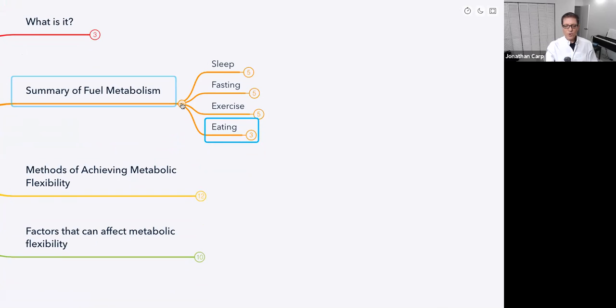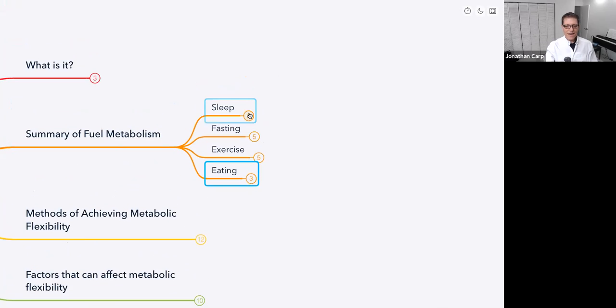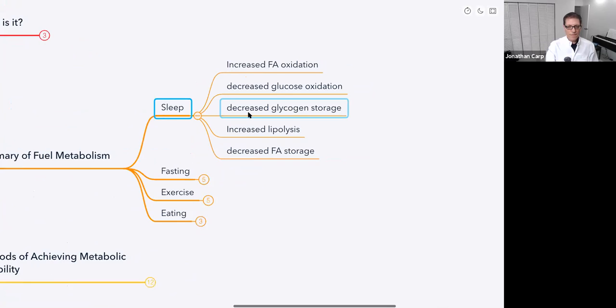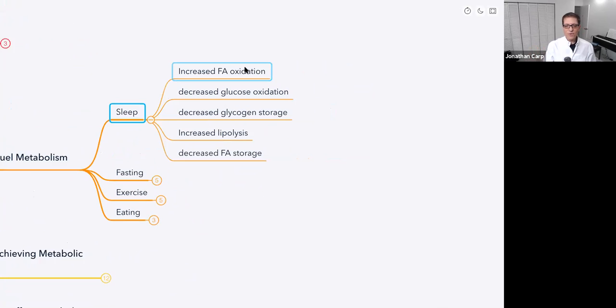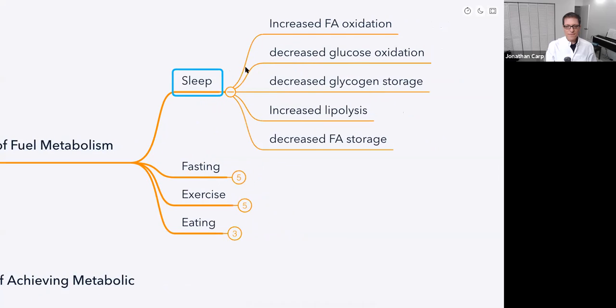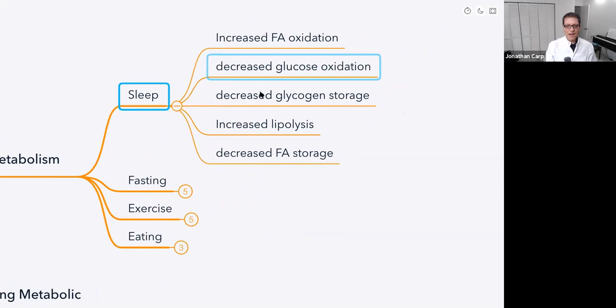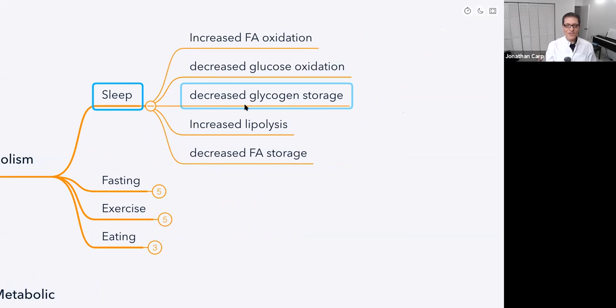Now that we understand these states, if anyone has any questions on them, please do let me know. Just to review briefly, oxidizing fats is basically your mitochondria, the powerhouse of your cell, facilitating the use of fatty acids to generate energy. And then there's decreased glycogen storage, so the storage capacity of glucose, increased lipolysis, breaking down fat, and decreased fatty acid storage, or decreased fat storage.